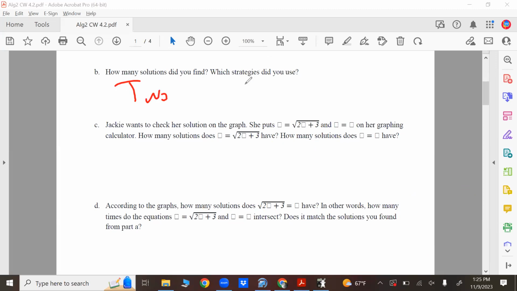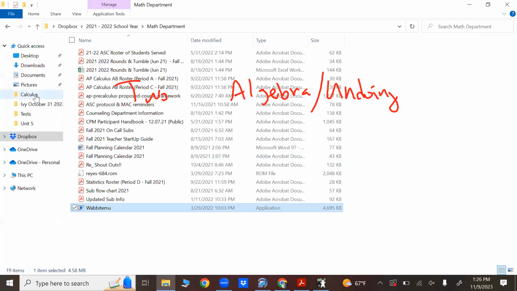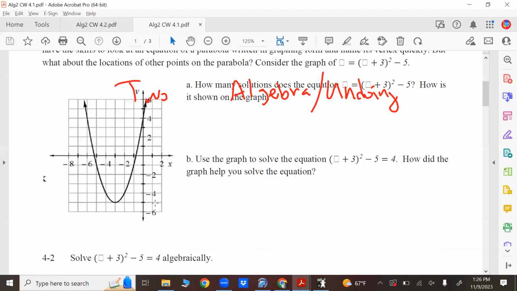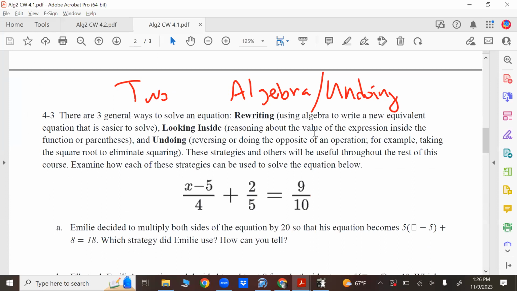And what strategies did you use? Basically just algebra. I just move things around. Maybe they're talking about the whole undoing. We did a bunch of undoing, I guess. So there you go. Because remember, we said there was undoing, there was looking inside, and what was the other technique they called it? Oh, rewriting. Yeah, I didn't do any rewriting in this. Well, kind of, I guess, by squaring both sides.